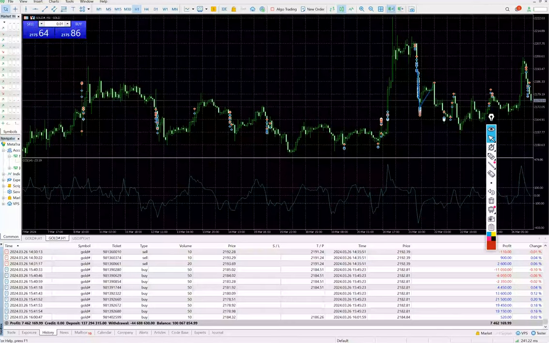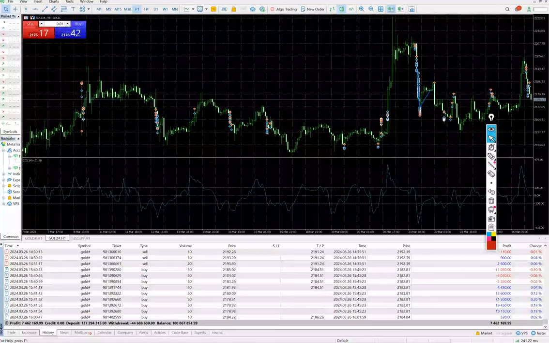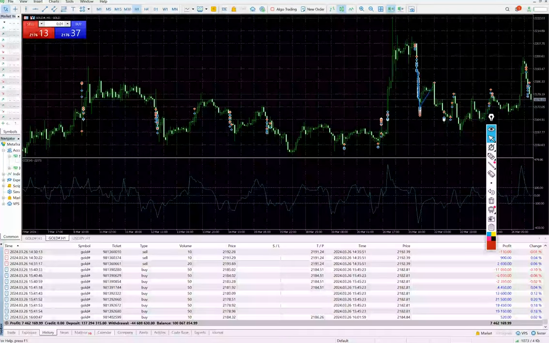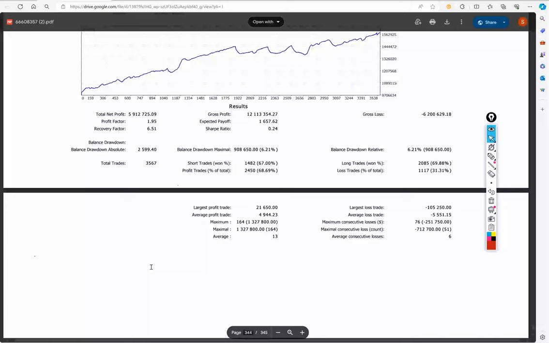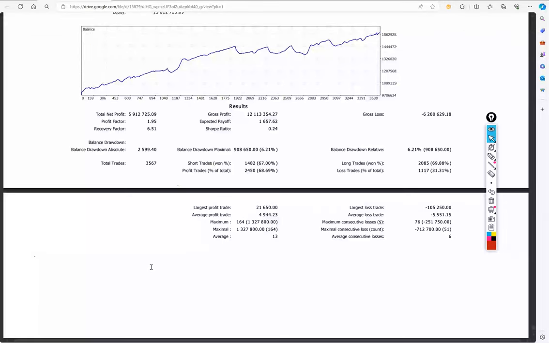Also, we can see the complete trading history is available here. We can verify all the trades from this detail. And let me show you the trading account statement, that all the trades we can verify from here. Total number of trades are 3567. We are going to attach this trading account statement in the YouTube description, so from there also you can verify.